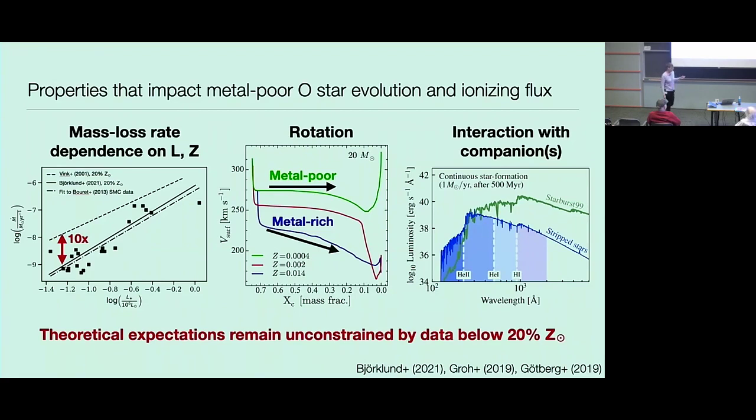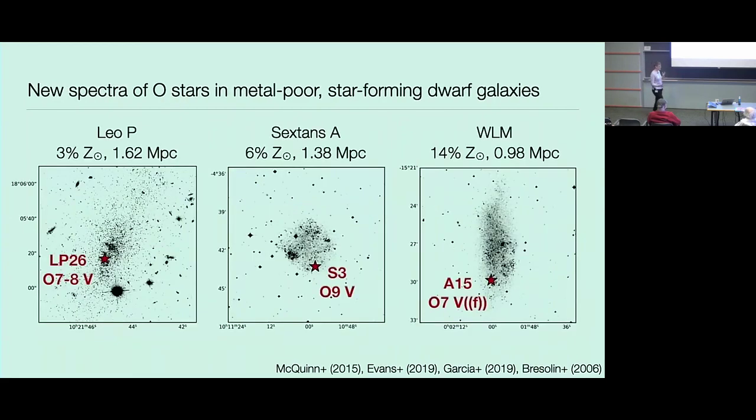So this is the gap that I am working to fill with new observations, and I'm sure that we will hear about some complementary work in this direction from Peter in the next talk. But my talk is going to focus on a sample of 3 O-stars in nearby dwarf galaxies that span 3 to 14% solar metallicity in terms of their gas phase oxygen abundances.